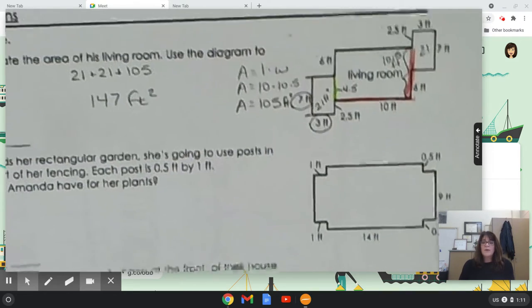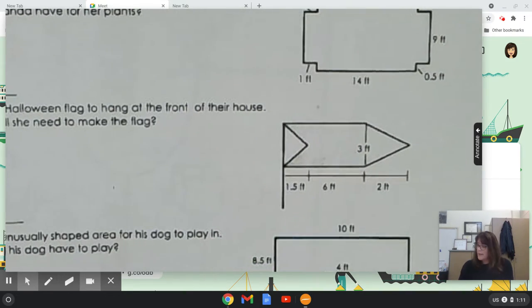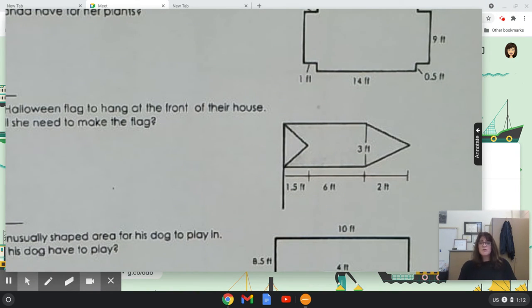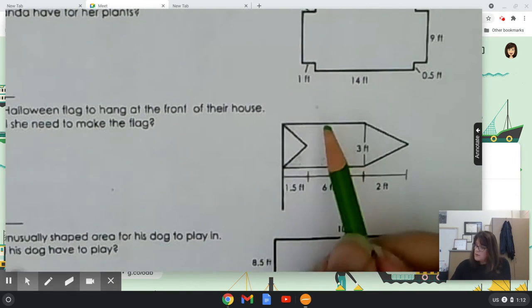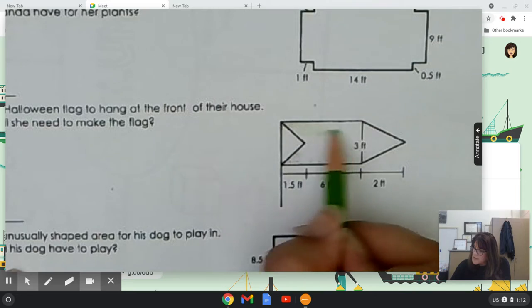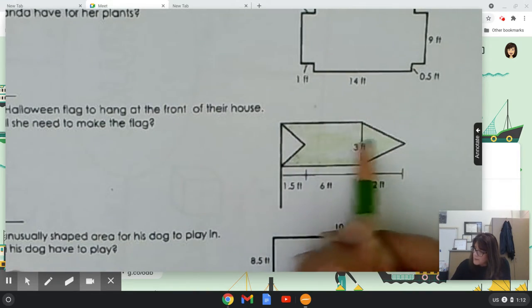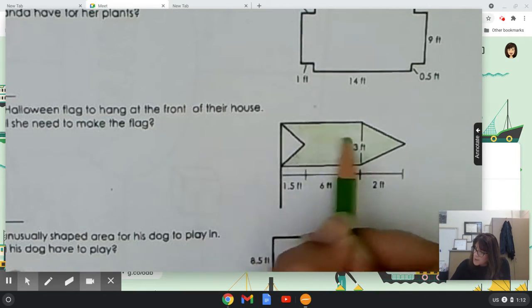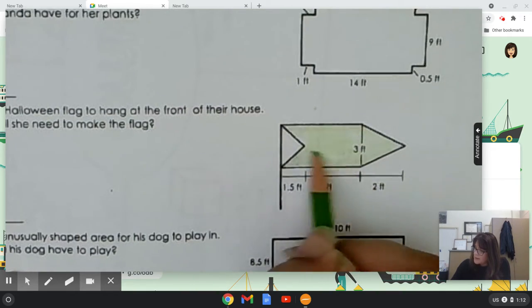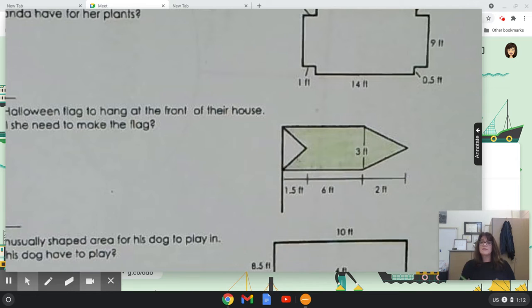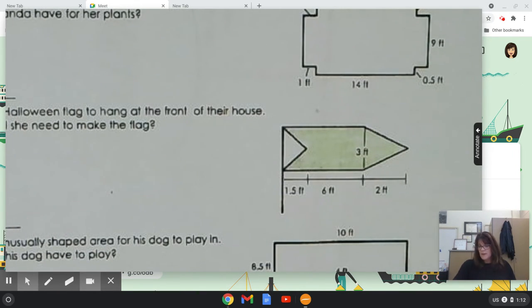Now, here's the other one I wanted to look at. Again, we did it in class and we did a good job, but I wanted to just show you some things that might help. So this is a flag that the person is making for whatever reason. And so I'm going to color the whole thing in. Now, when you're making your Flipgrids, if you show me things like this, I can see your thinking really well.